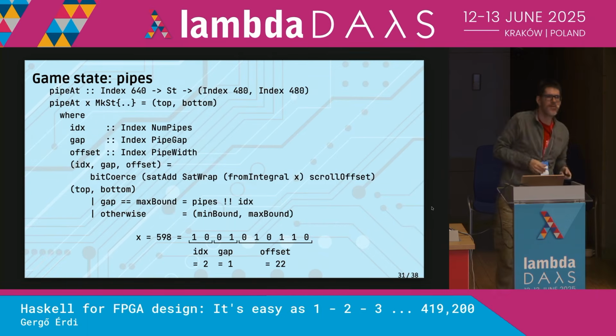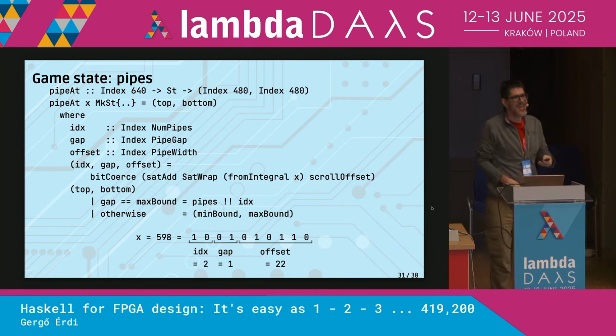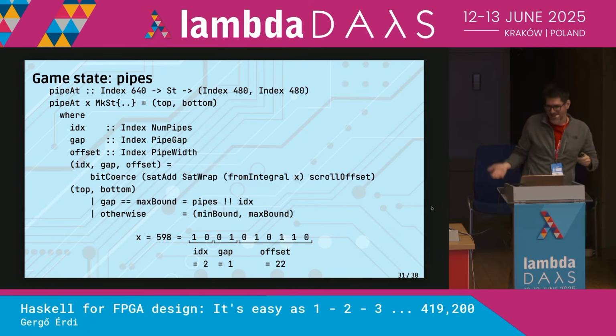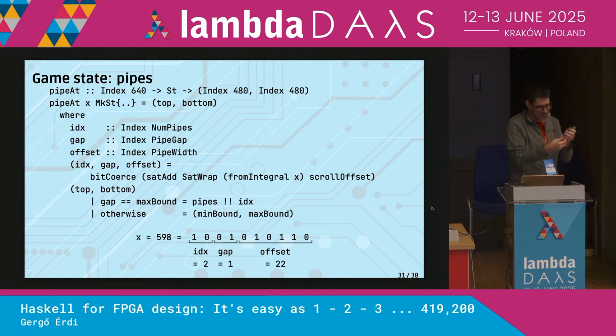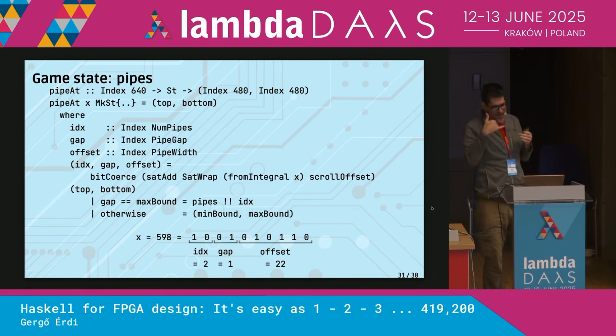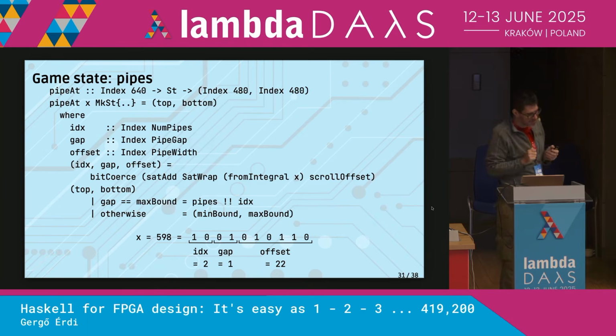So how do we know where the current pipe is, the pipe that we are just passing through, how do we know which pipe that is? The thing we don't want to do is to compute modulus and division, because those don't really have a good way of being done in small circuitry, especially if you want to do it in a single-cycle combinational way. So instead of that, we choose the pipe width in pixels to be a power of 2.